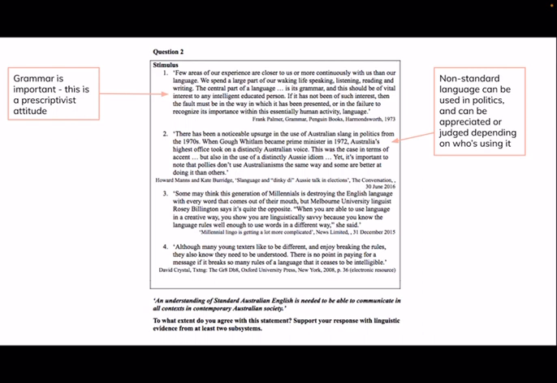Okay, stimulus number 3. Some may think this generation of millennials is destroying the English language with every word that comes out of their mouth, but Melbourne University linguist Rosie Billington says it's quite the opposite. When you're able to use language in a creative way, you show you are linguistically savvy because you know the language rules well enough to use words in a different way, she said.